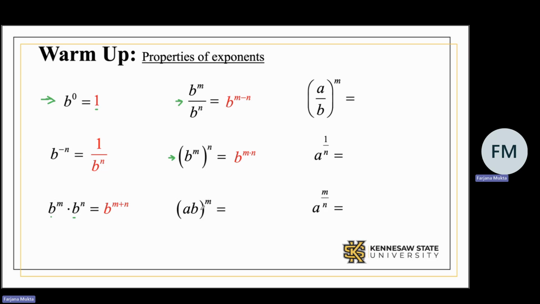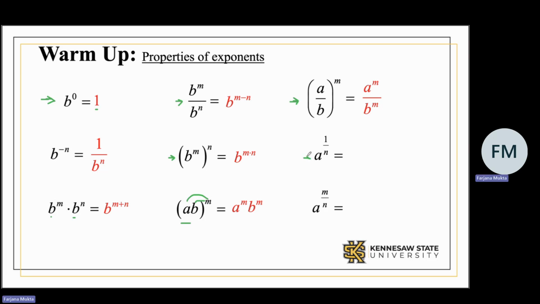What if we have an exponent on top of two different bases? We distribute the exponent to everything under the parentheses, right? So this exponent will distribute to a and b both. So a to the m, b to the m. Here it was in terms of multiplication. What if we have an exponent on top of a quotient? The same thing will happen. We'll distribute the exponent to everything that we have. So a to the m divided by b to the m.